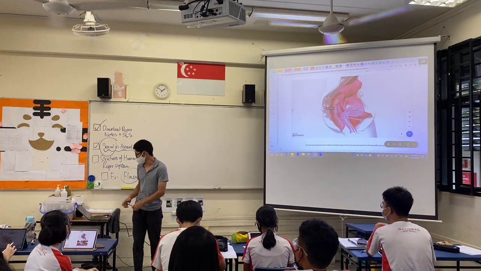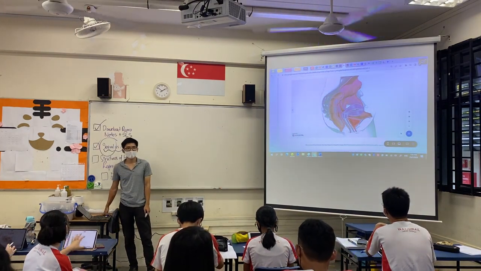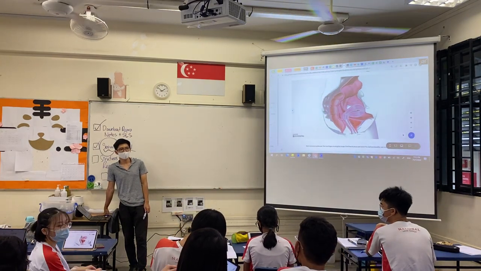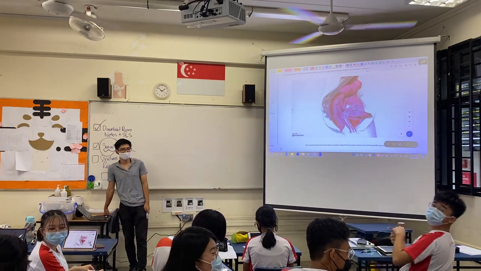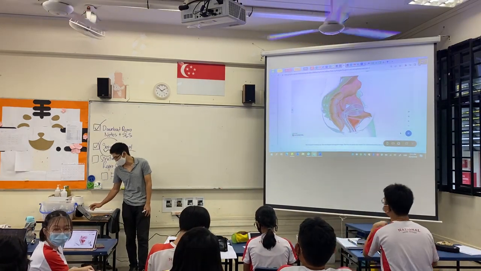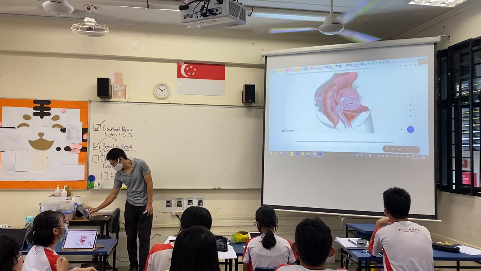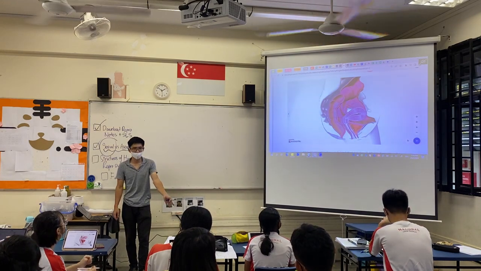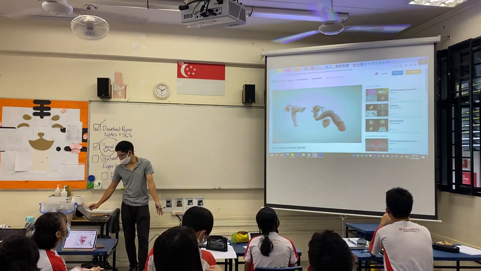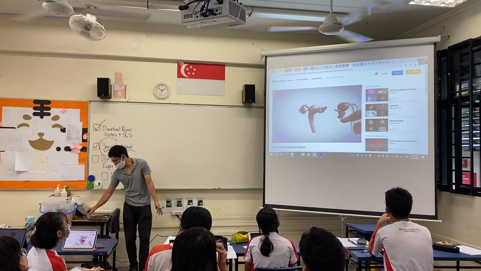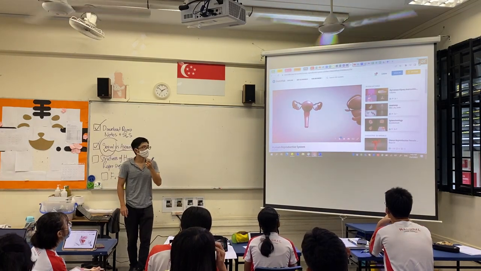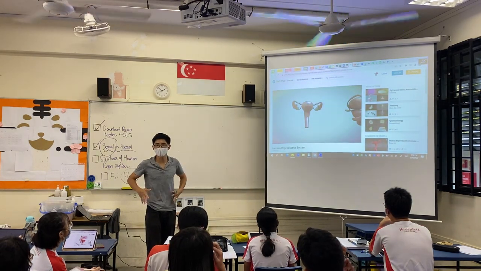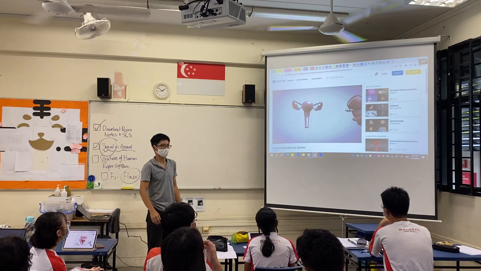Let's look at a female reproductive system. This is the cross section. If you look at it from an external point of view, this is what it looks like. Mind you again, this is the organ and there's skin over it, and lots of other stuff. So it's not just there.